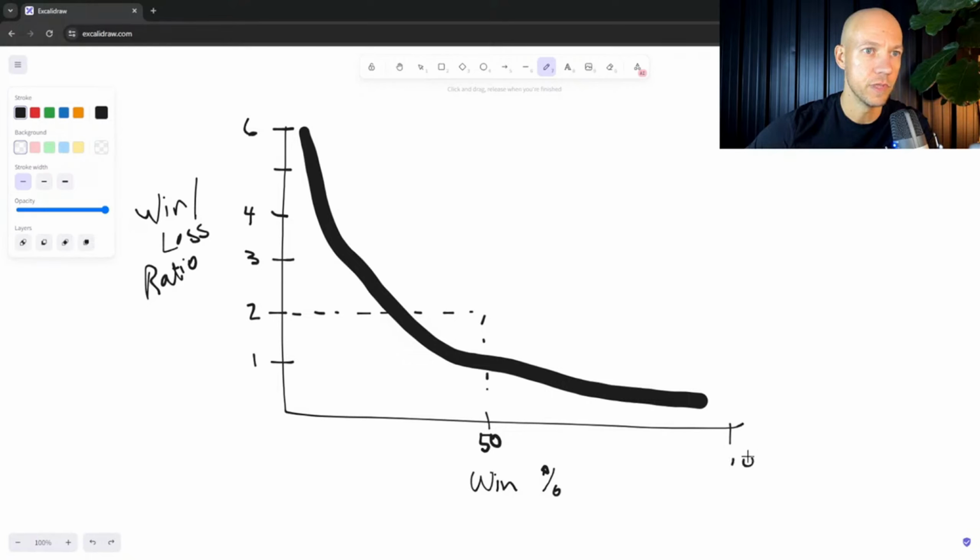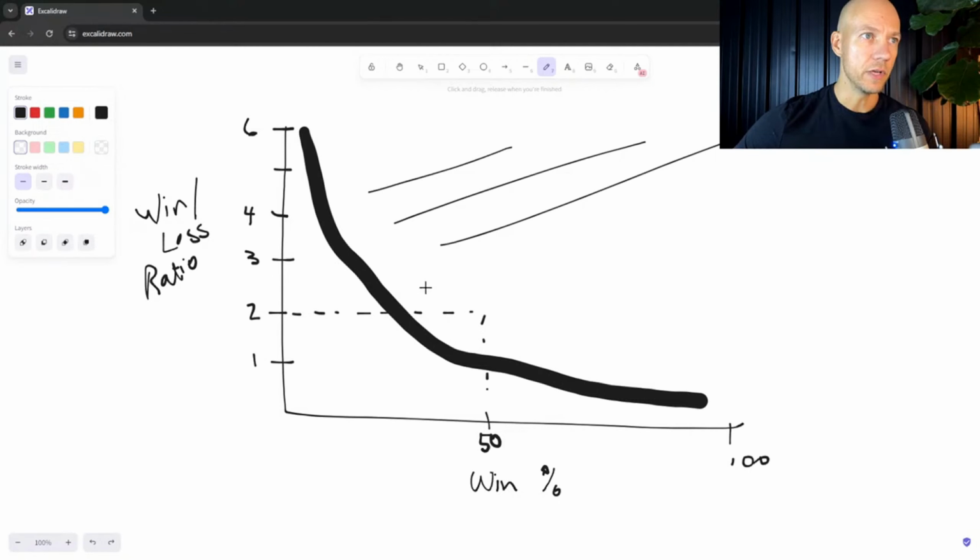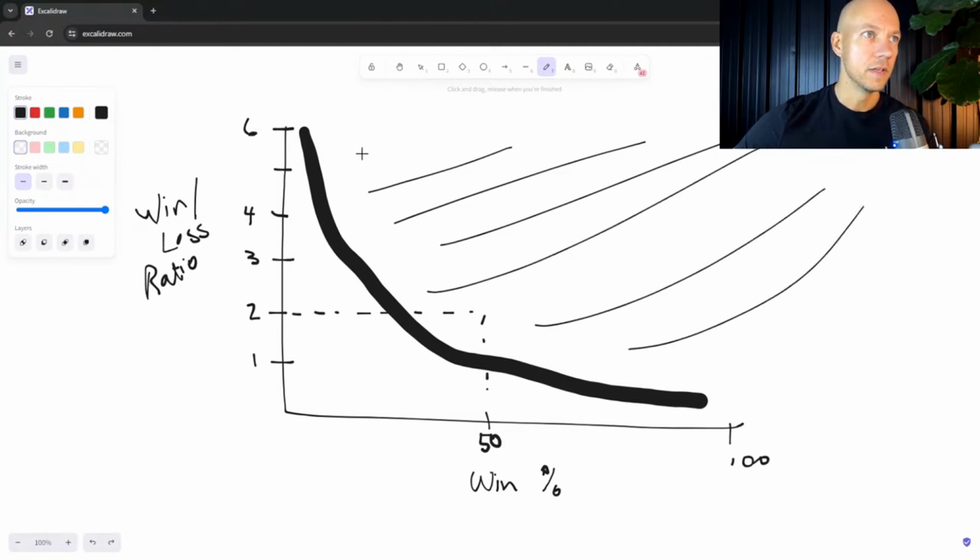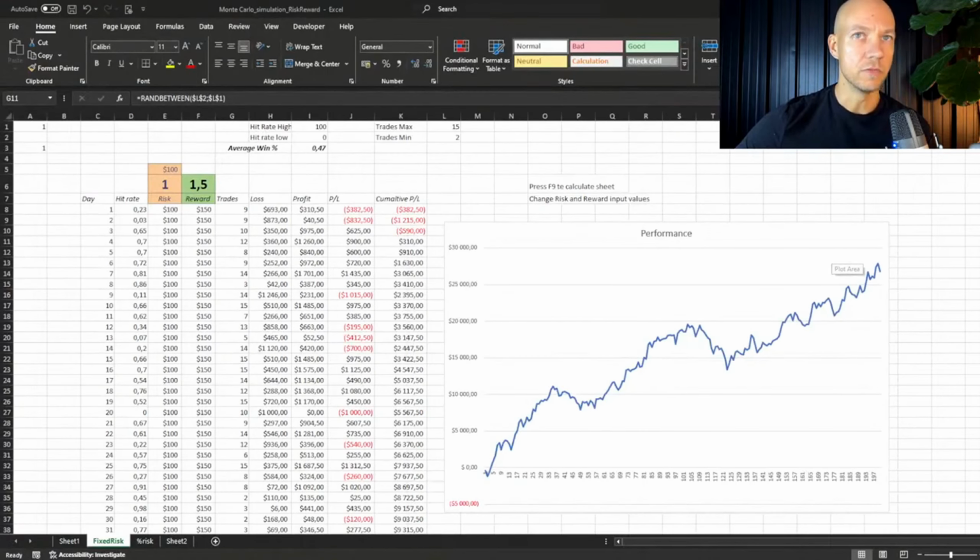100 is over there somewhere, and so even if you decrease your win percentage this way, it's going to go upwards, closer to this level here. You need to have a better win-loss ratio. But this is 2 risk reward. Win-loss ratio needs to be around 2. But if you end up in this area, anything up here is going to have a positive outcome, showing an equity curve like this.